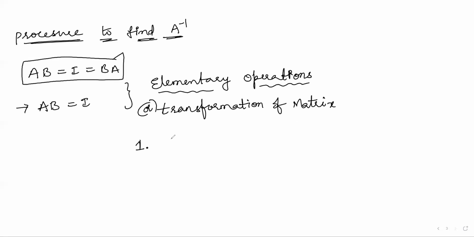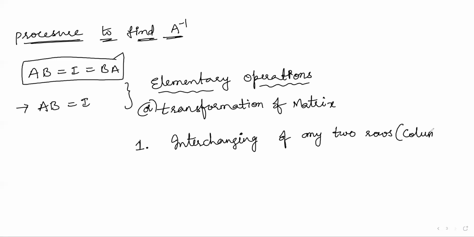One, interchanging of any two rows. In case of columns, you can write columns. That means you can interchange any two rows or any two columns. The bracket I put means or. Interchange any two rows or any two columns. If it is a column operation, any two columns. If it is a row operation, any two rows.